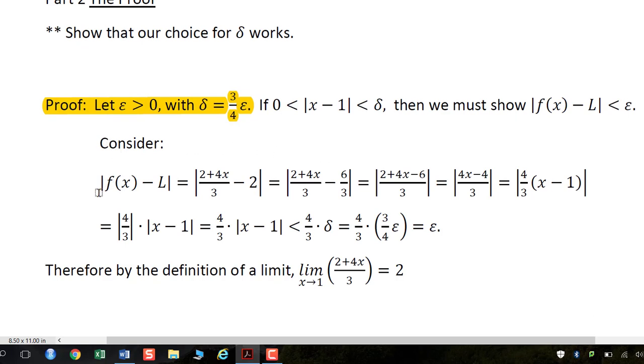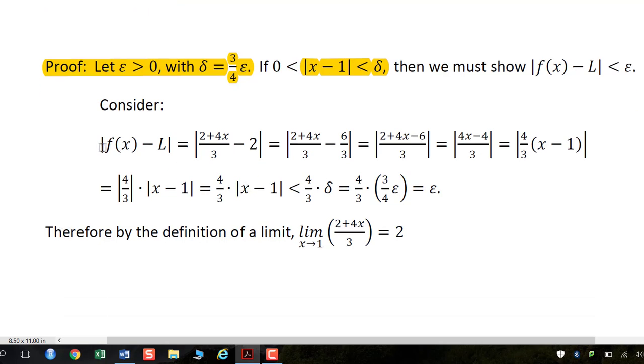Consider. Start with f of x minus L. Remember, we're saying from the if statement that the absolute value of x minus 1 is less than delta. That's what we're assuming to be true. Then we have to prove that this part is true. So we start with a statement that we can just say is true, f of x minus L. But we haven't proved it's less than epsilon. So we can't write epsilon anywhere until we're finished, because that hasn't been proved.